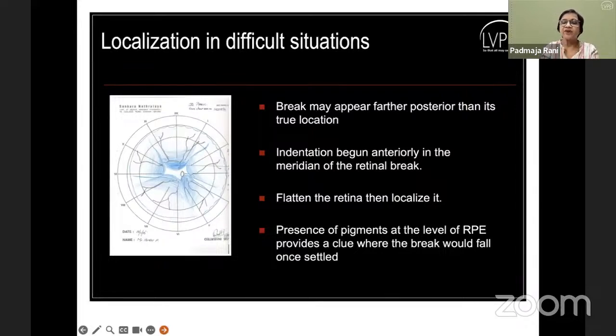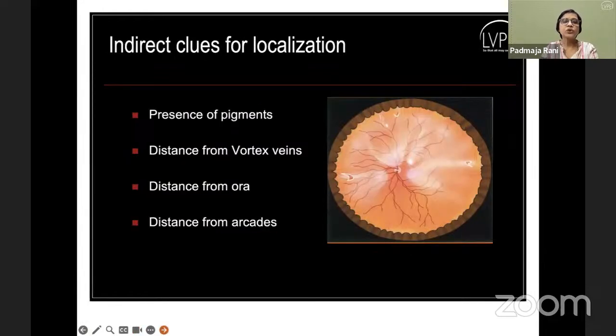Presence of pigments at the level of the RPE can give a clue where the break might fall once it is settled. For indirect clues for localization, it's always important to keep landmarks like presence of pigments and distance from vortex veins. Vortex veins anatomically localize the equator for you, right? And then distance from the ora and distance from the arcade. The simple clue is, when you see with the 20D lens the retinal break in a shallow detachment, the break is likely to be where it is supposed to be.